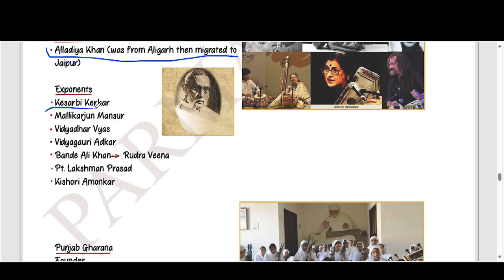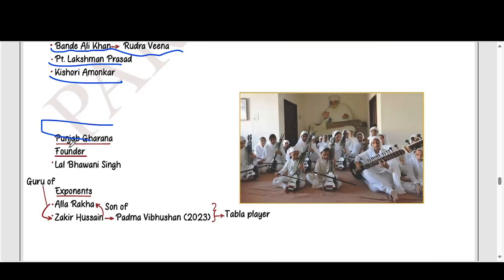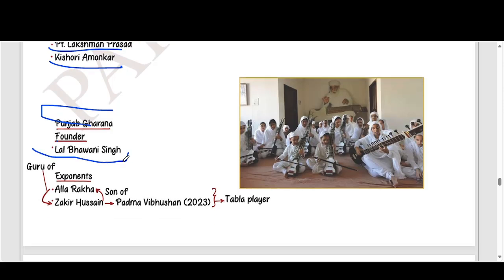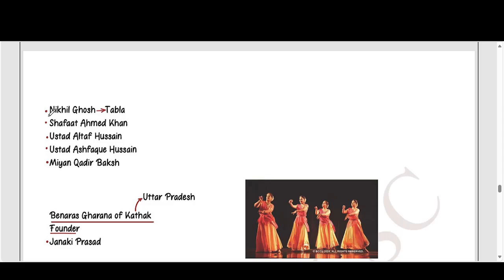Jaipur-Atrauli Gharana, founder Alladiya Khan, who allegedly migrated to Jaipur. Exponents Kesarbai Kerkar, Kishori Amonkar, Mallikarjun Mansur, Vidyasagar Vyas, Vidya Gauri, Azmat Hussain Khan, Rudra Veena, Pt. Lakshman Prasad, Kishori, Aman. Punjab Gharana, founder Lal Bhavani Singh, guru of exponent Allah Rakha and Zakir Hussain, Padma Vibhushan 2003, tabla player. Nikhil Ghosh, tabla, Safar Ahmed Khan, Ustad Ali Atal Khan, Ustad Asif Hussain.